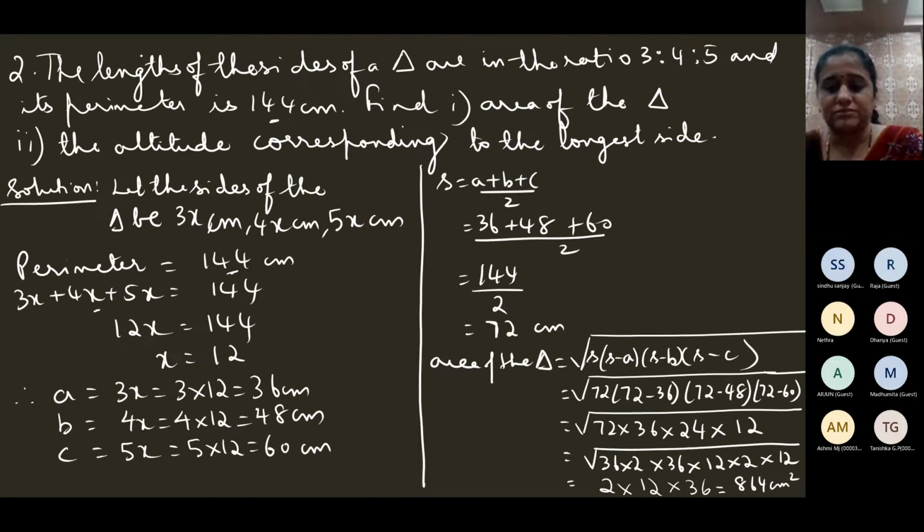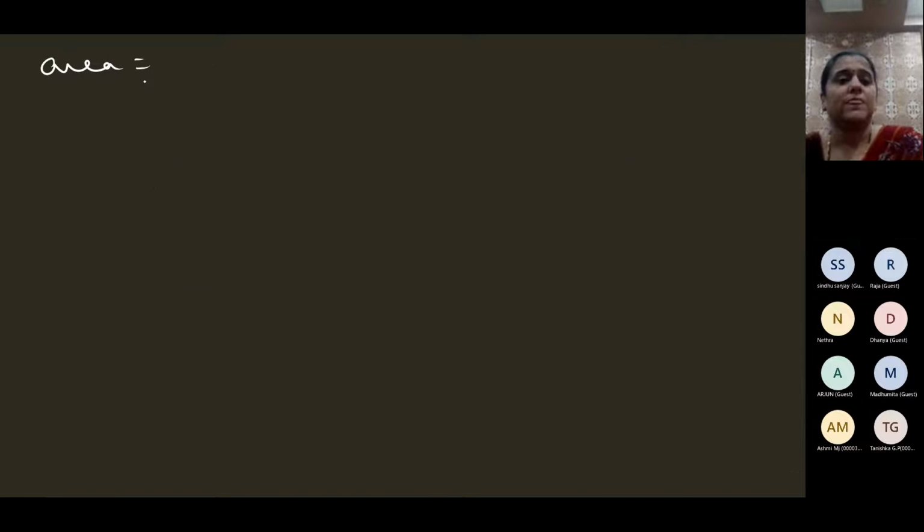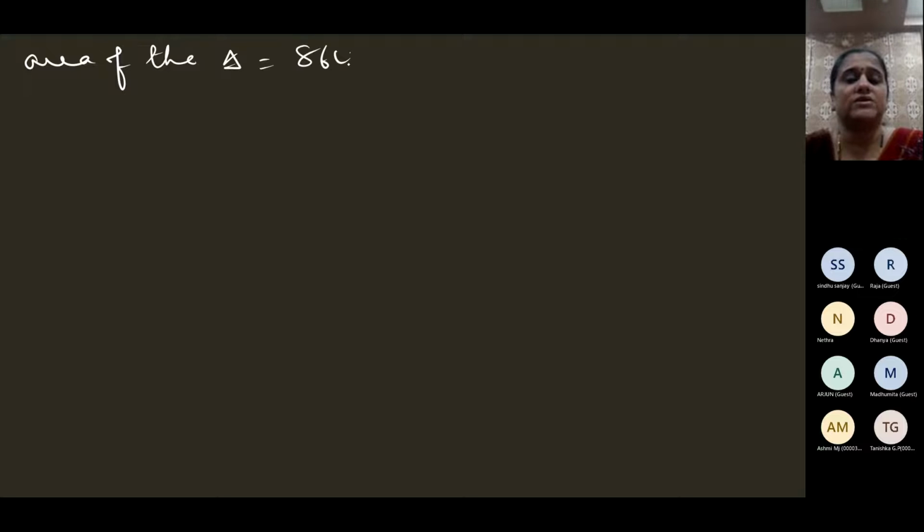So, area of the triangle. The area of the triangle we found is, what was that, children? 864. Yes, 864. You can write: area of the triangle is equal to 864 centimeters square.